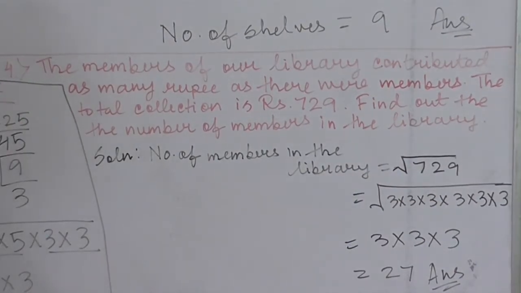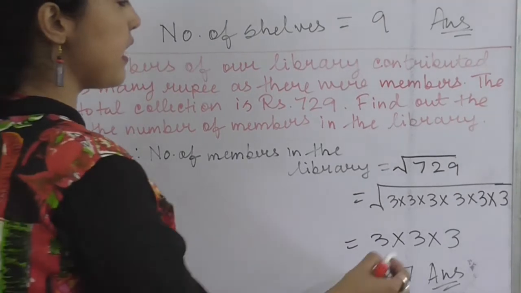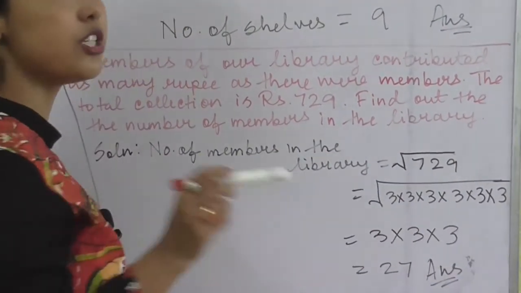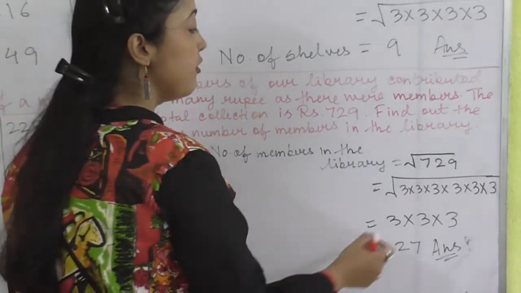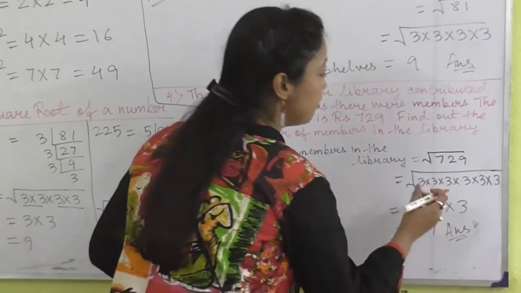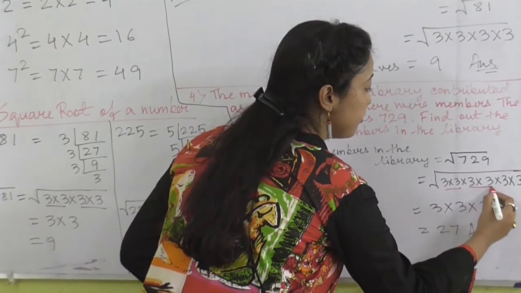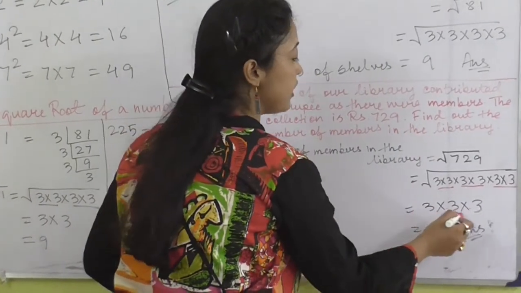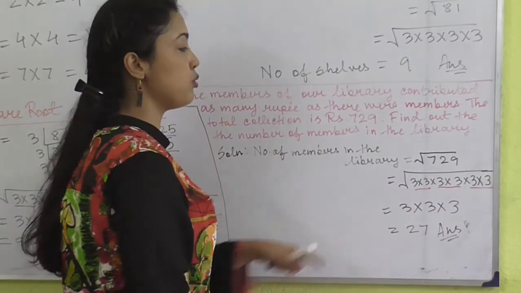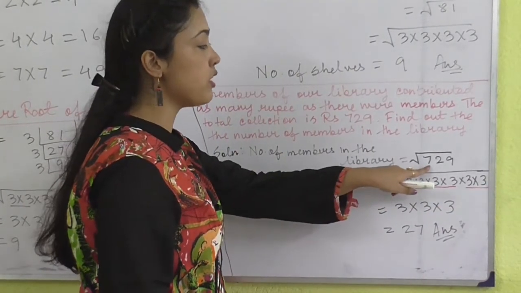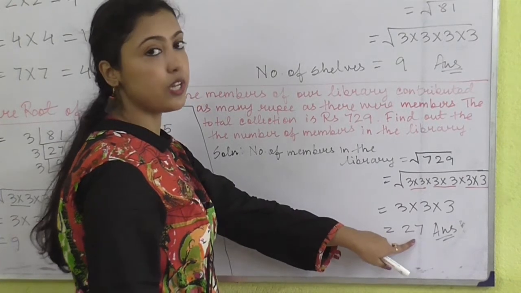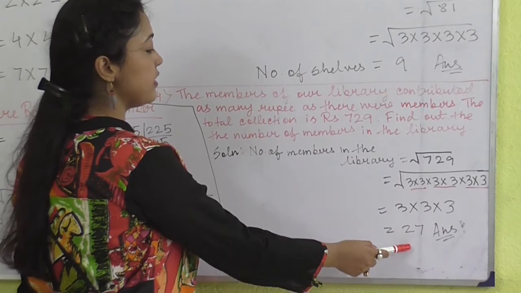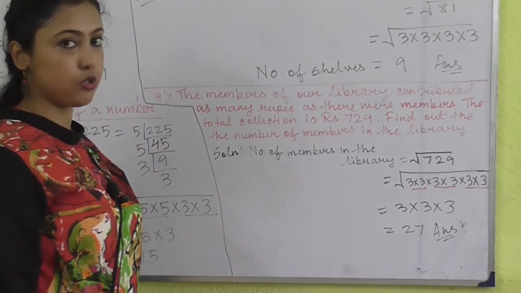So after taking the square root of 729, it is coming in this way, that is 3 into 3 into 3 into 3 into 3 into 3, that is 3 to the power 6. In this way, we are taking one 3 common from here, one 3 from here and one 3 from here. In this way, 3 into 3 into 3 is coming as 27. So the square root of 729 is coming as 27. So the number of members in the library is 27. I think this problem is clear to you.